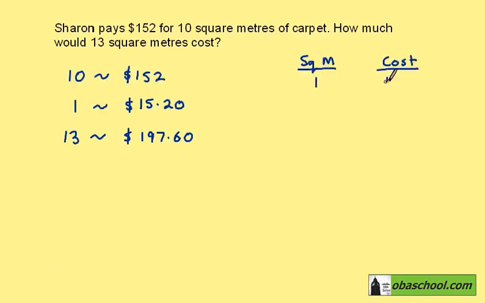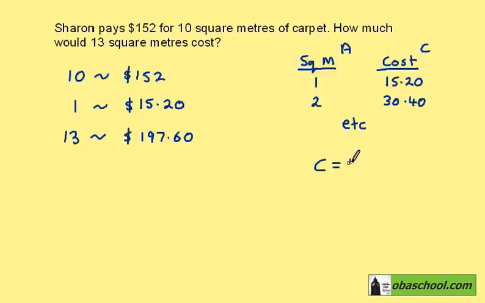1 square meter costs $15.20. 2 square meters, $30.40, and so on. Let's call the number of square meters A for area, and the cost, let's call it C.